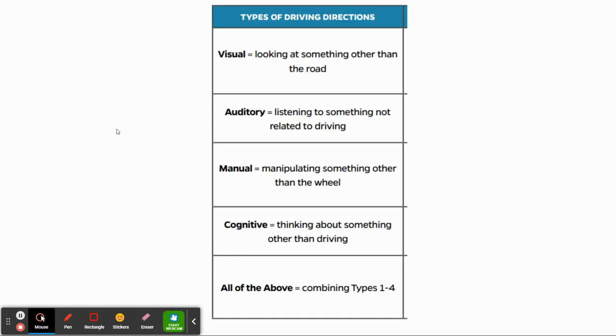After the discussion, it's important to look over the types of different driving distractions. For this particular activity, students are going to look at visual, auditory, manual, and cognitive distractions, or all of the above distractions, which includes combining types 1 and 4.